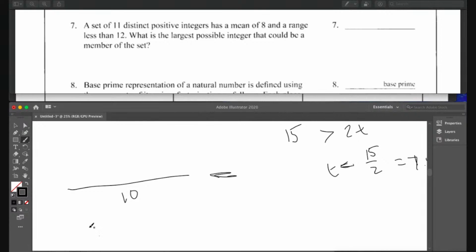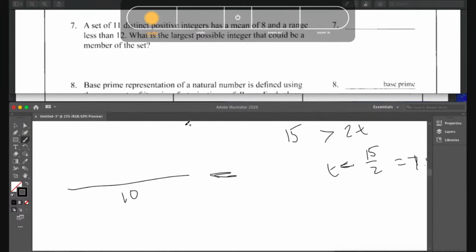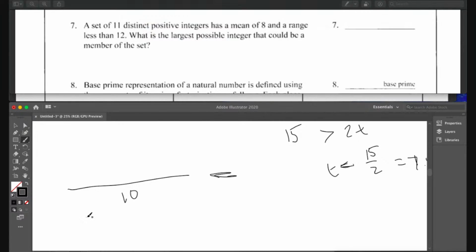So the range is gonna be the difference of our smallest and our largest number, right? And we're told that, at largest it can be 11, and we're going to want it to be the largest because we want to make all this as small as possible, and we want to make all this as large as possible, right? So we're going to want the range to be as large as possible. We're going to say it's 11.